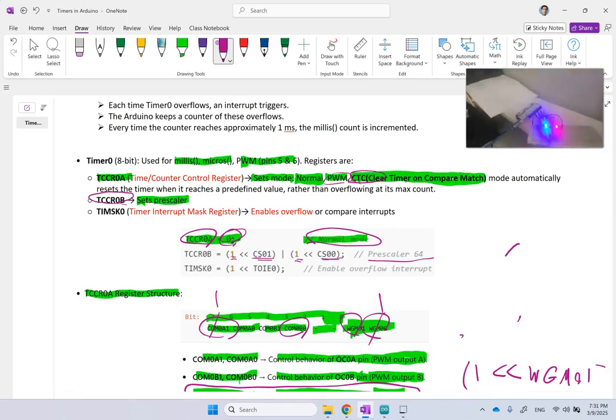The third one is whether you activate the interrupt or you don't activate the interrupt. And when you activate the interrupt, do you go with overflow mode or do you go with compare mode, which is the CTC one? So this is the part that I need to explain. CTC and overflow I already explained to you, and to basically enable the interrupt. Now, what is the interrupt?